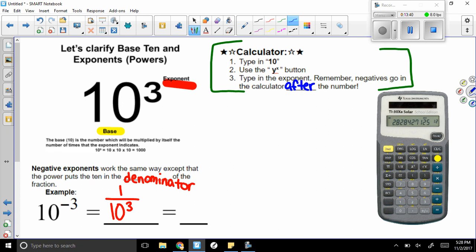So type in 10 first, then the y to the x button, 3, and then the negative button. Remember the negative, that's going to be right down here underneath the 3 and next to the equal sign. That's our negative positive button. Go ahead and hit equals, and that's going to give us our decimal, our standard form for this power of 10. So 0.001.